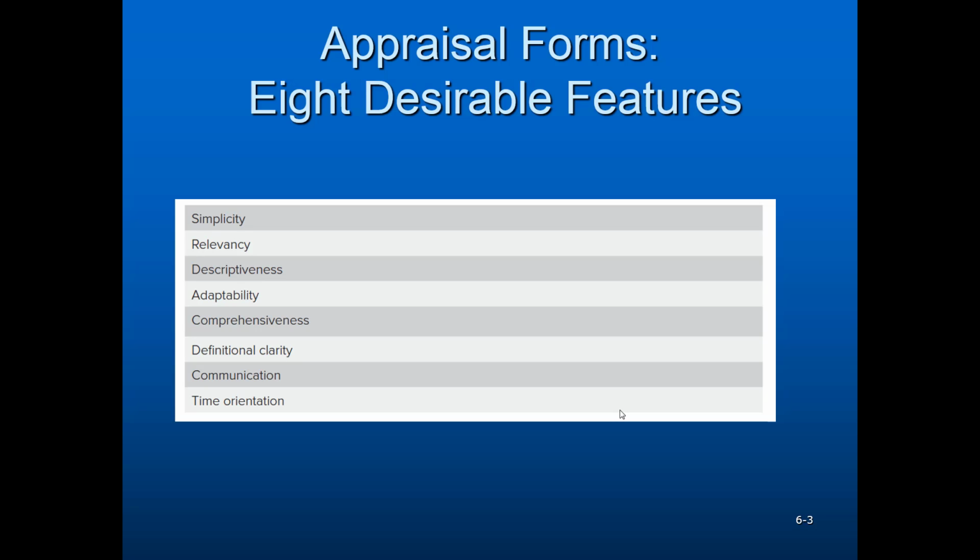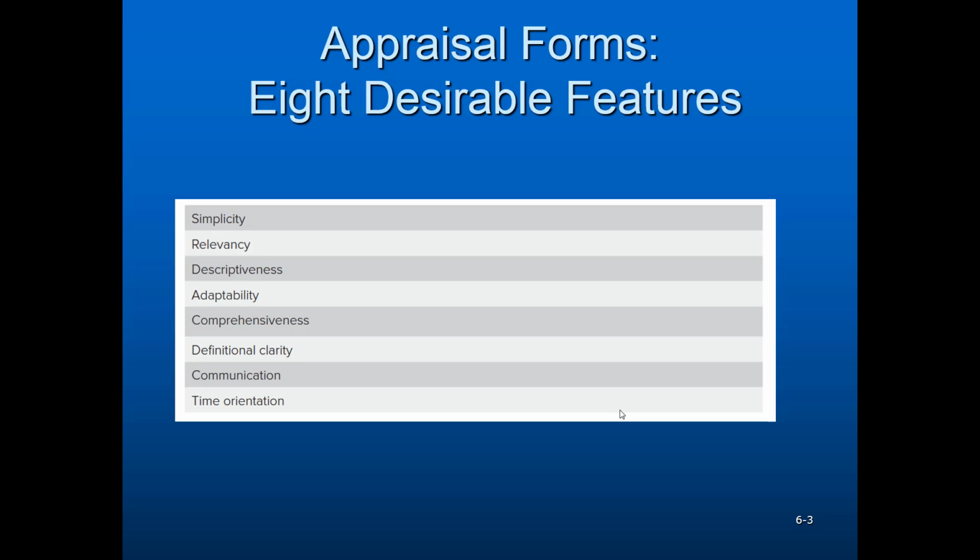The form should be descriptive, and so it should provide the opportunity for the rater to give clear evidence of the performance. So it's not just circling numbers, but actually gives an opportunity to describe specific instances of performance that exemplify why a person is being given a specific evaluation.